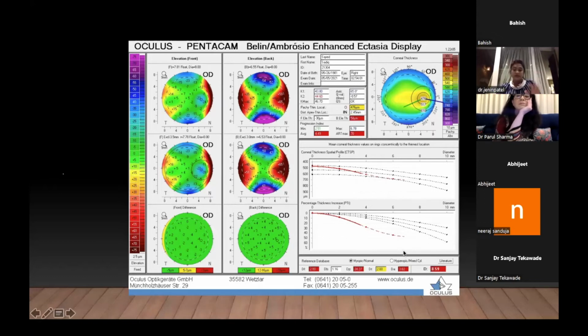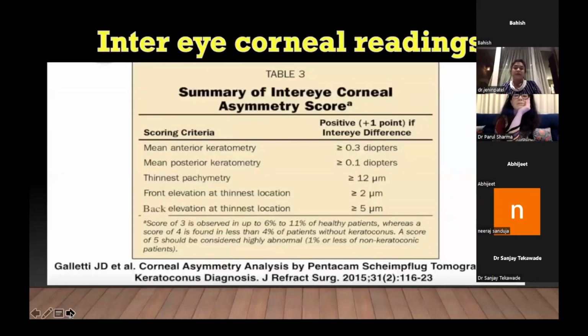Okay, this is just to highlight the points that we were making. Another very important factor is an inter-eye corneal reading. You definitely want to compare the two corneas, and the parameters are that the two corneas should not differ by more than 0.3 diopters in the anterior keratometry, and 0.1 in the posterior keratometry. Your thinnest pachymetry should not differ by more than 12 microns between the two eyes. Front elevation at the thinnest point should differ by not more than 2, and back elevation by not more than 5.